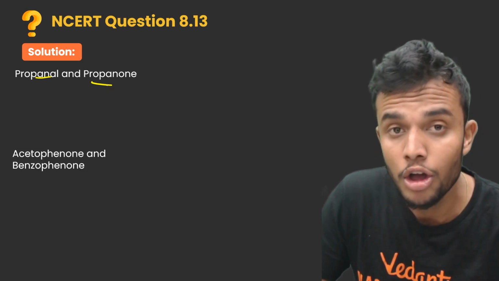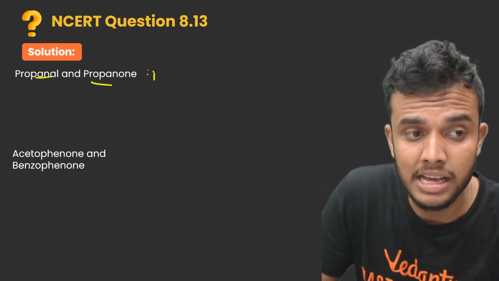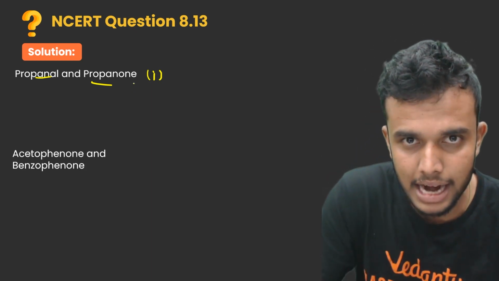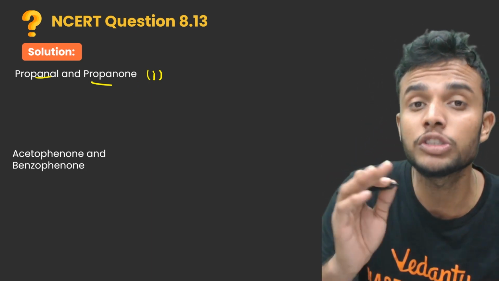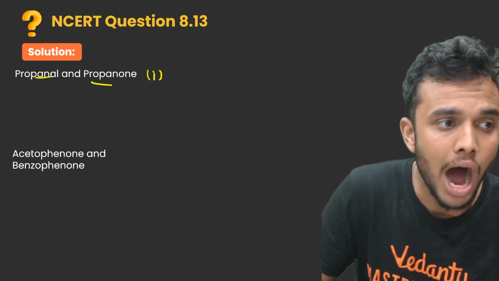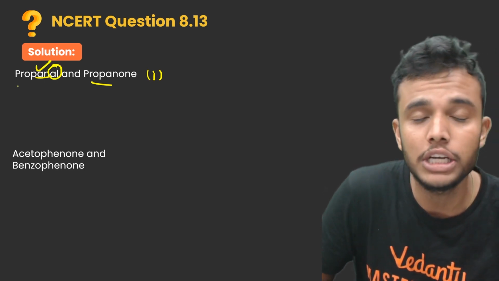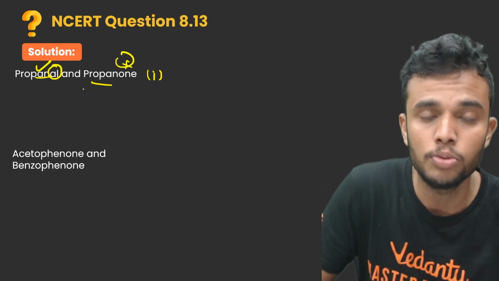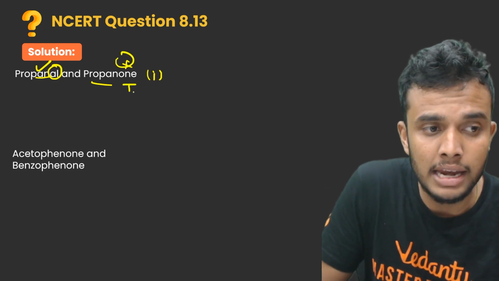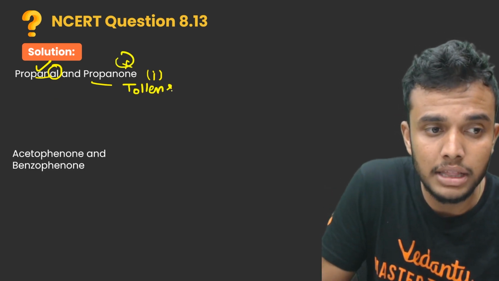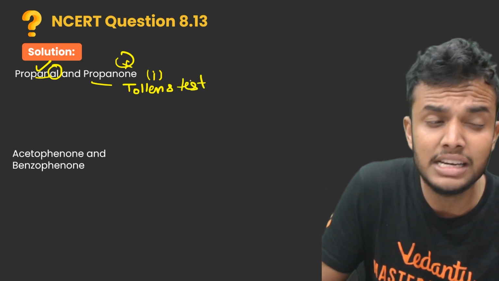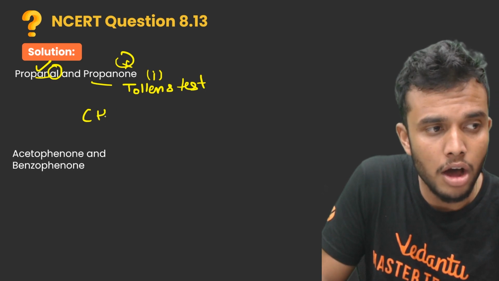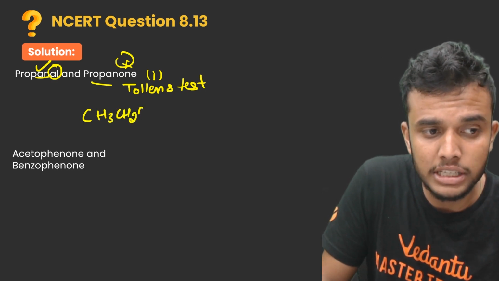We already know from the Tollens test. What is the Tollens test? If any compound is reacted with Tollens reagent, it shows a silver mirror. We already know the aldehydic functional group shows a positive response for the Tollens test, but not a ketone group. From the Tollens test, we can easily distinguish between propanal and propanone.